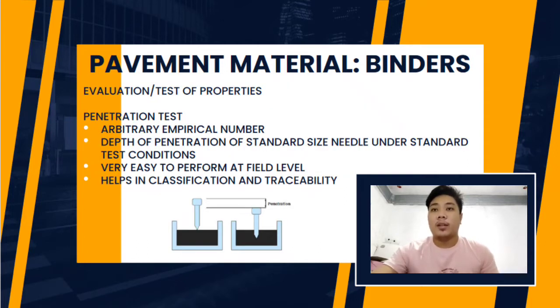Number 1. Penetration test. It is arbitrary empirical number. Next, depth of penetration of standard size needle under standard test conditions. Next, very easy to perform at field level. Helps in classification and traceability. This type of test is to determine the hardness or softness of bitumen by measuring the depth in millimeter to which a standard loaded needle will penetrate vertically in 5 seconds.